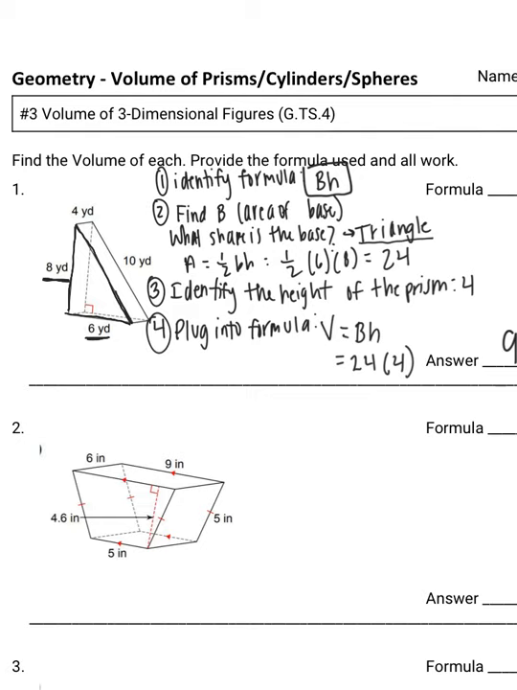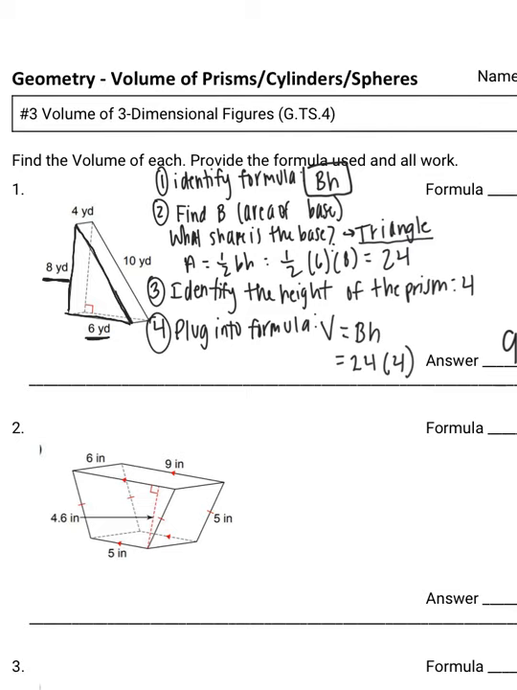So I just found big B. That's what that big B stands for. It's just the area of your base. Now I need to find little h. Little h is not the height of the triangle, which was 8. It's the height of the entire prism.